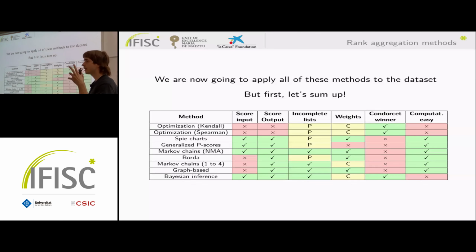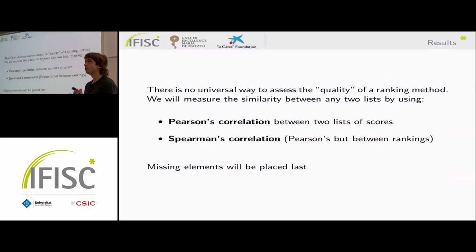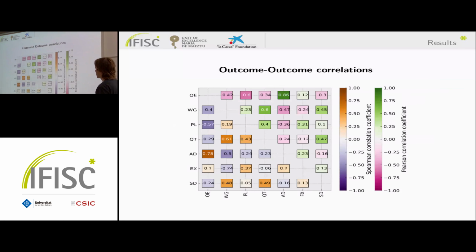So now let's see the result of applying these methods to the antipsychotic dataset from before. Since there is no universal way to assess which method is better than the other, we will just use Pearson correlation between the scores, original scores versus aggregated scores, and see how similar these lists are to each other. We also use Spearman correlation, which is Pearson, but using the ranking and not the scores. So instead of using the sucras, we use just the position in the list. Missing elements will be placed last, because this is what the methods do when they have missing elements in most cases.